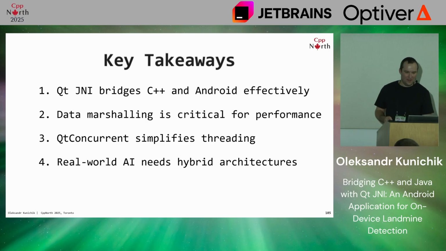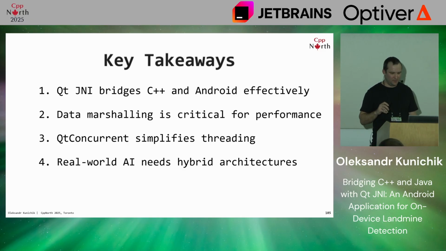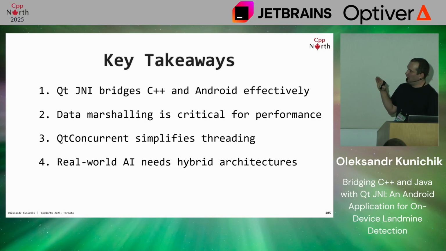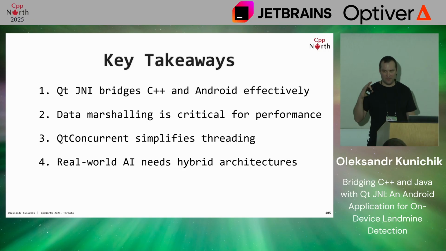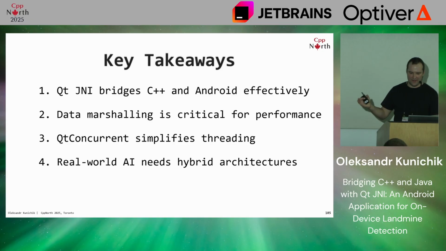Yeah. So let's wrap up with key takeaways. First, the Qt JNI wrapper makes Android integration possible from C++. It's not perfect, but it works. Second, how you marshal data between languages matters more than your algorithm optimization. So first, think about how you work with the data. Third, Qt Concurrent is your friend, or whatever else you are working with. It makes concurrent processing almost trivial.